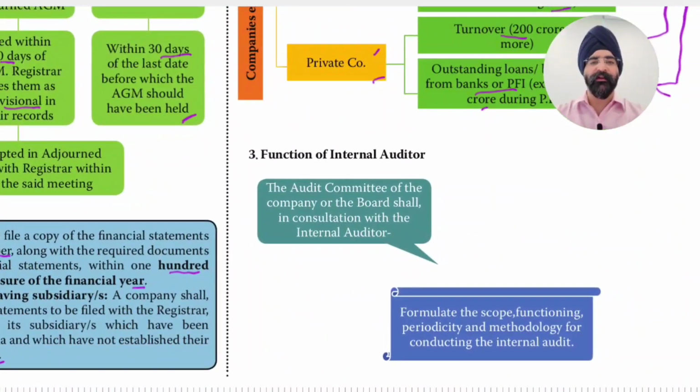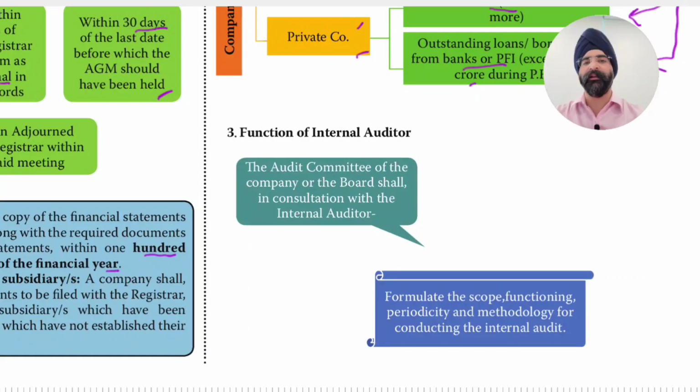Functions of internal auditor. What do internal auditors do? The audit committee of the company or the board shall, in consultation with the internal auditor, formulate the scope, functioning, periodicity and methodology for conducting the internal audit. So what will be the scope of internal audit? What all activities will an internal auditor undertake? Functioning of the internal audit, what all functions it will undertake.